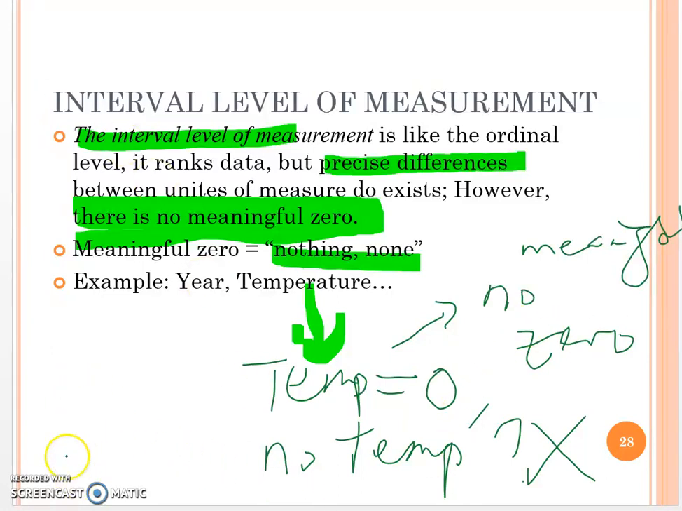Okay, we're going to stop here and we're going to talk about the third part of the measurement.